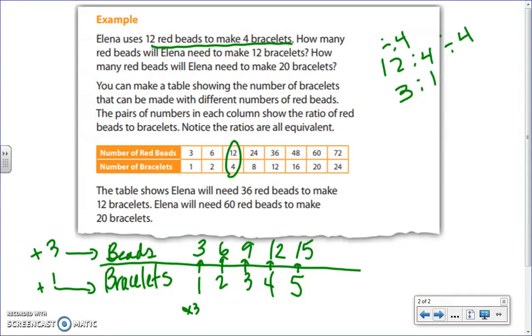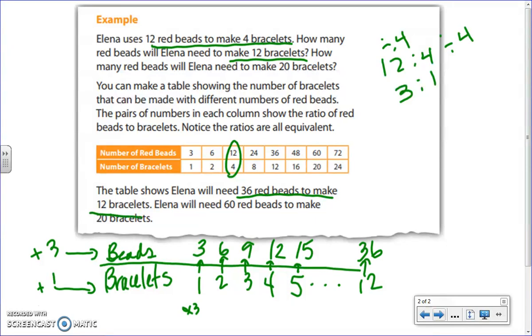And so if it says how many beads will Alina need to make 12 bracelets, we could say, okay, she wants 12 bracelets, and this relationship says if I multiply that by 3, we'll have an equivalent ratio to all these other ratios in the table. I shouldn't say proportional, we haven't talked about that yet. And 12 times 3 would be 36. And they say you would need 36 to make 12 bracelets, and that's true.